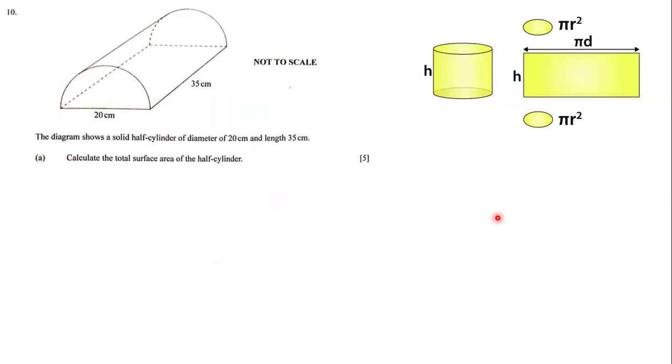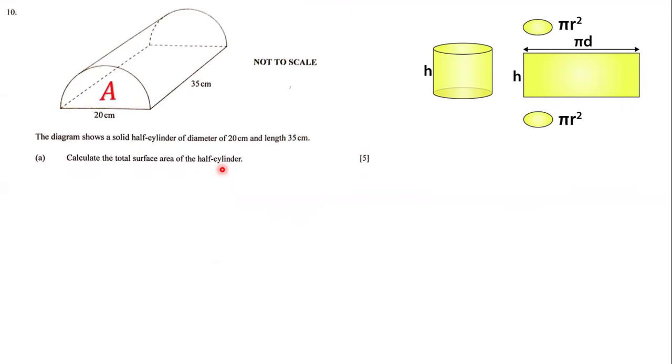Next, it says that the diagram shows a solid half cylinder of diameter 20 centimeters and length 35 centimeters. Calculate the total surface area of the half cylinder. Now, surface area just means that we're going to add up all the areas. We're going to first determine the areas of the portions of the shape, and then add them all together.